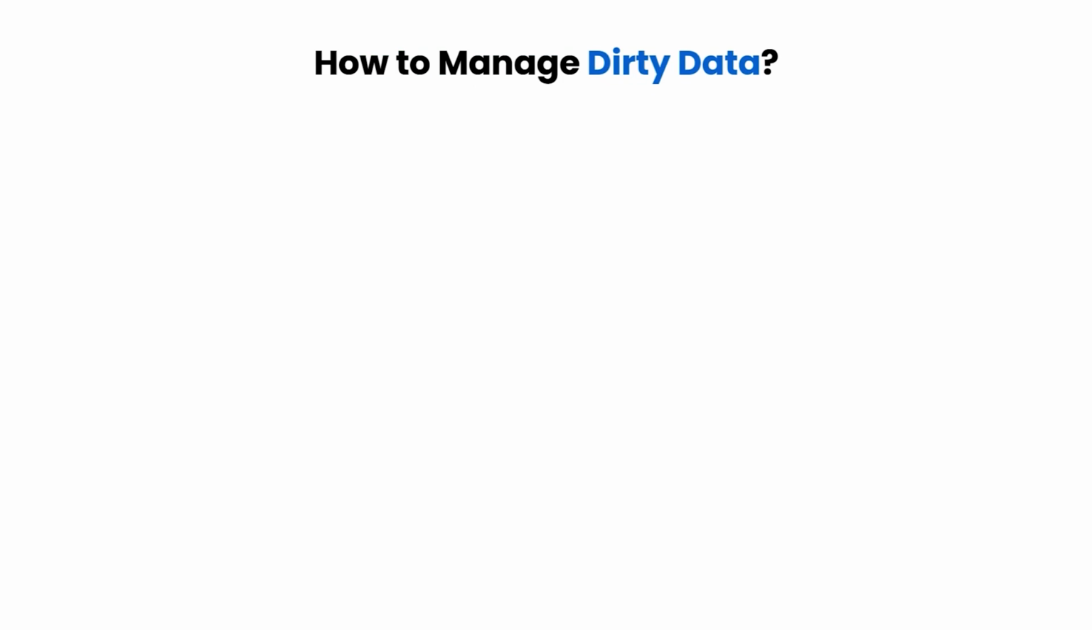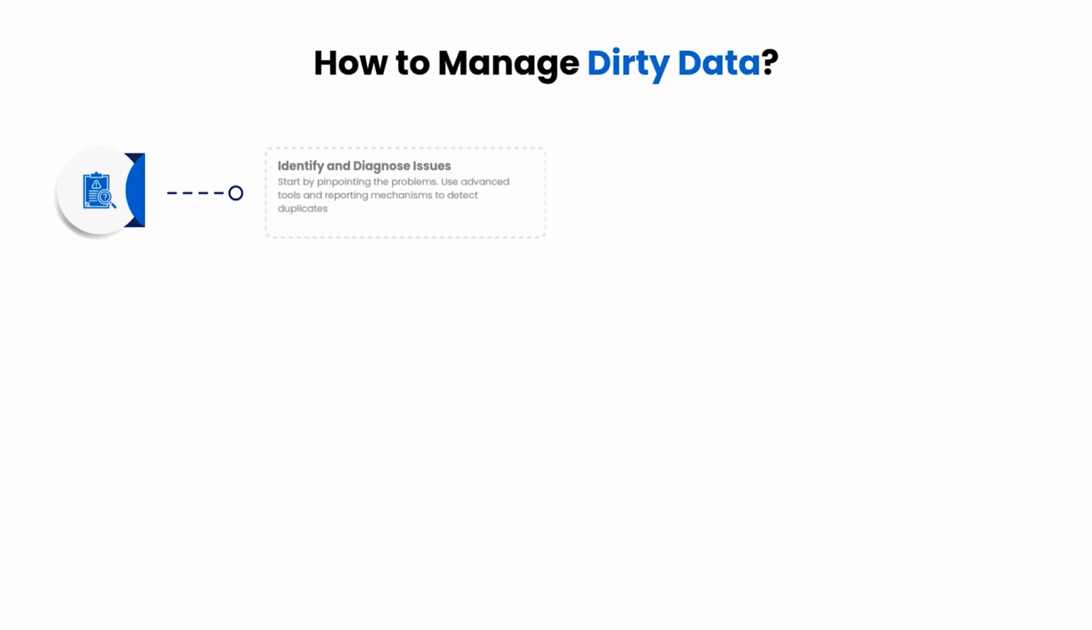So, what are some of the basic management strategies? Let's take a look. First, identify and diagnose issues. Start by pinpointing the problems. Use advanced tools and reporting mechanisms to detect duplicates, inconsistencies, or incomplete records in your datasets.